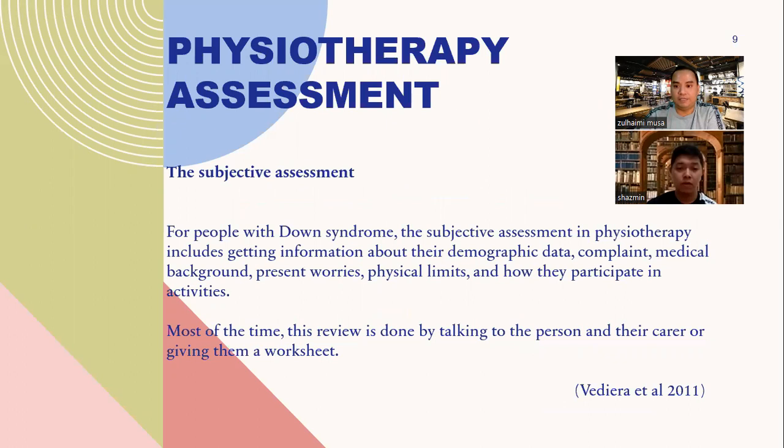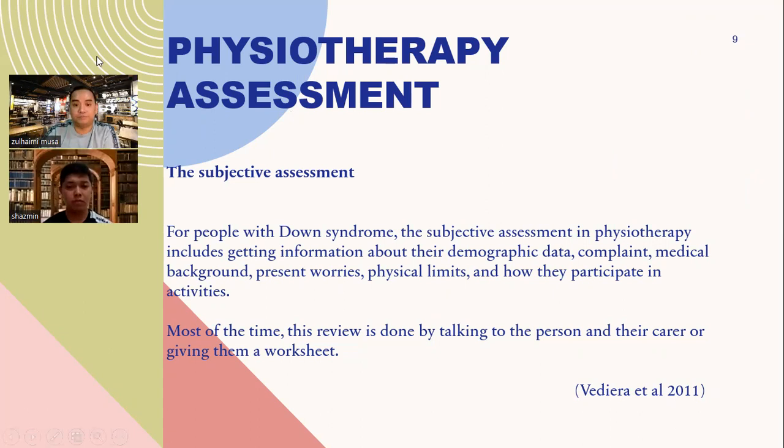So now, the last but not least is the physiotherapy assessment, subjective assessment. For people with Down syndrome, the subjective assessment in physiotherapy includes demographic data, the major or chief complaint, medical background, the present worries, physical limitations, and also we need to know how they participate in their social life or daily activities. Most of the time, this review is done by talking to the person or to their carer or giving them a worksheet to be completed. All right. This is the example of the video.